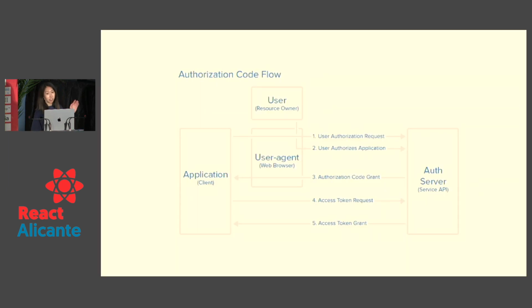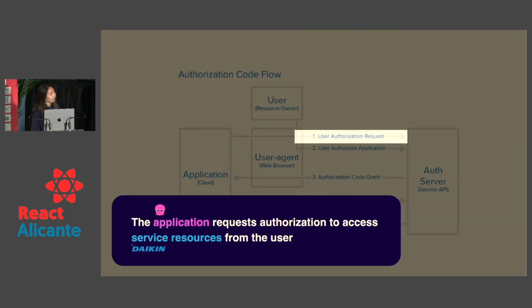And the diagram here represents a typical authorization flow that I took from the Daikin API documentation. A lot of arrows and boxes overlapping. Let's look at each step. The first step is user authorization request. The application requests authorization to access service resources from the user, which means basically Octopus Energy requests authorization to access users' Daikin accounts.